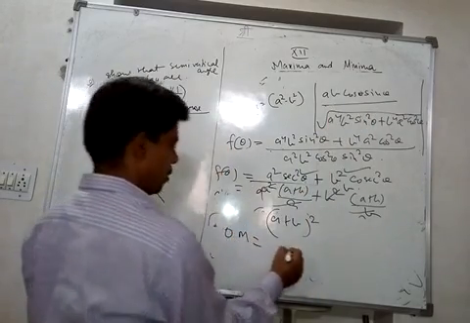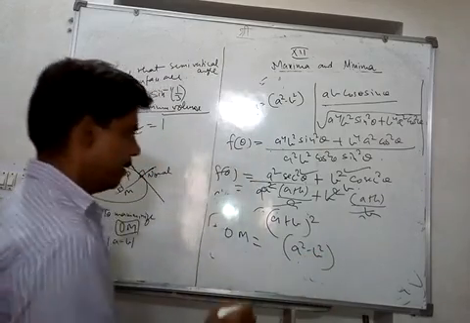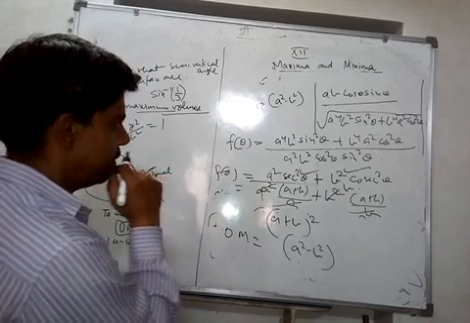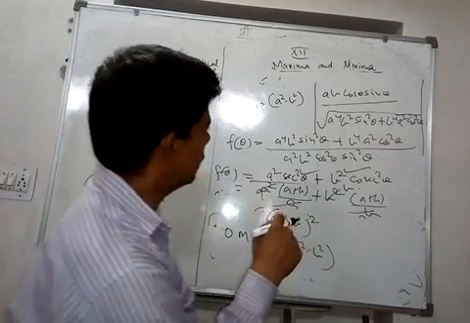OM is equal to a² minus b². Will you get AB also, because we are getting AB there? So did you consider AB? Yes, we considered AB.